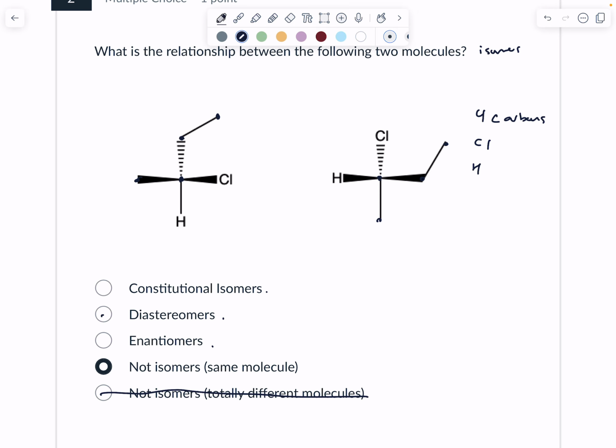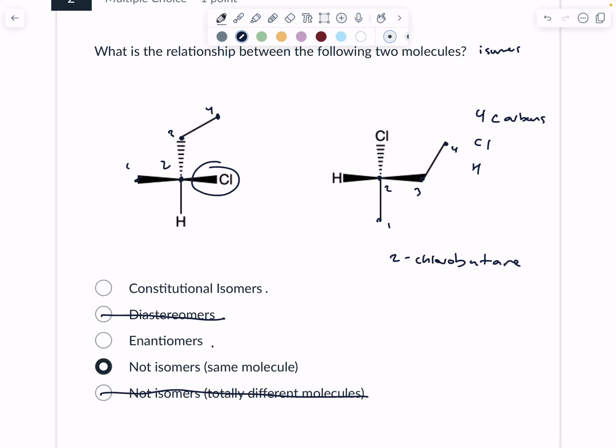Nicely, I told you there wouldn't be diastereomers on this test. They'll come up on the next one. So instead, we can focus on constitutional isomers or enantiomers. Well, constitutional isomers would have different IUPAC names. So you could say 1, 2, 3, 4, 1, 2, 3, 4. So both of these are butane. And both of these have a chloro at the 2 position. So both of these are 2-chlorobutane.